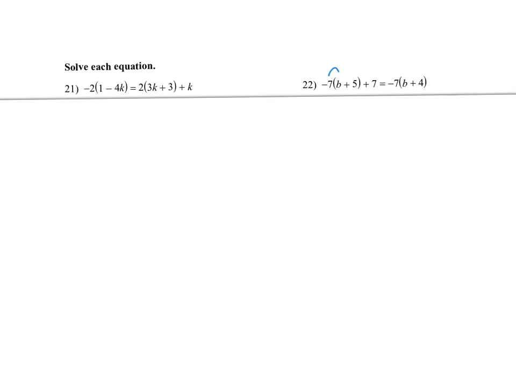Next up, we're going to solve these. I'm going to distribute first. So negative 7b minus 35 plus 7. And then this will be negative 7b plus 4. Next up, I'll go ahead and add 7b to each side. Actually, no, before I do that, I want to combine like terms. So I'll just combine this negative 35 and positive 7 will make negative 28.